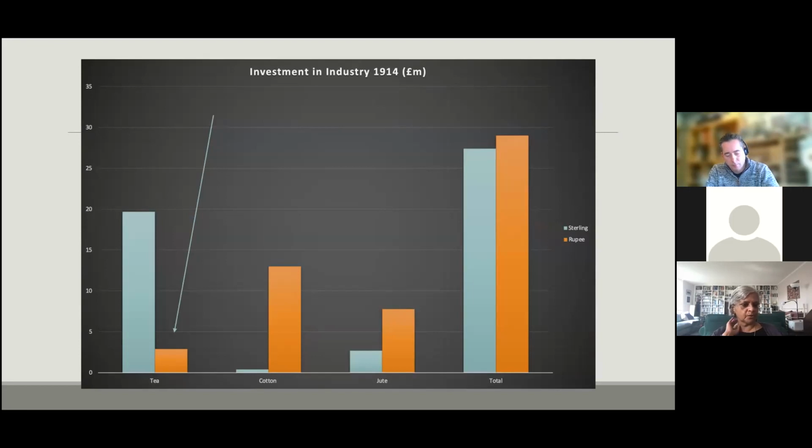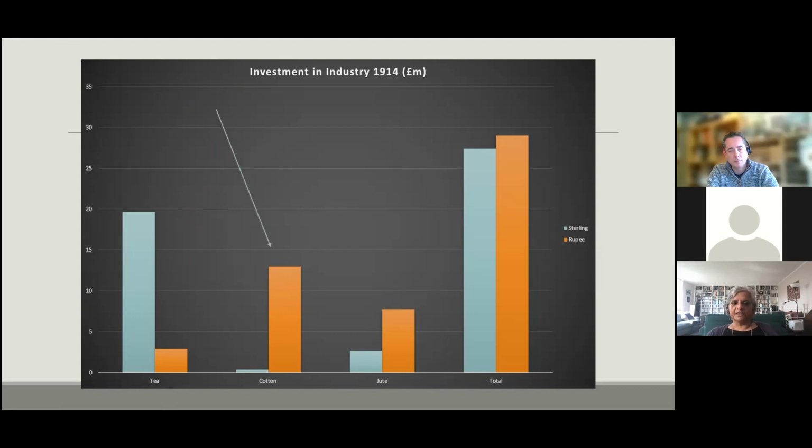Before I do that, I want to show you the share of investment in industry. This is the tea industry. You have two bars here, one blue and one orange. The blue bar is the investment in sterling companies. These are companies set up in London. And the orange bar is investment in rupee companies, which are companies set up in India. A rupee company doesn't mean that these are all Indian investment. Many British expatriates in India and army officials and civil servants also invested in rupee companies.